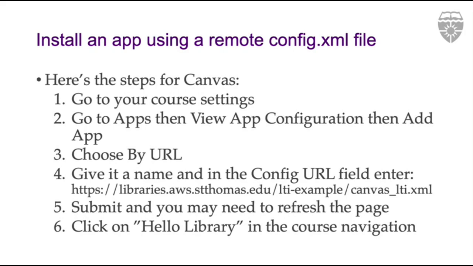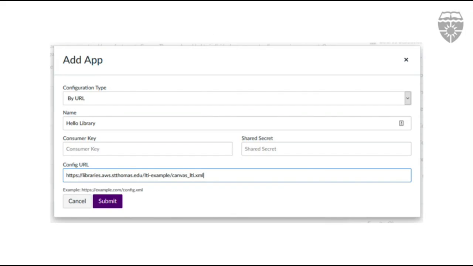So here are the steps for installing in Canvas. You can read this at home. Basically, visually, you go into the Add an App section. You can choose a configuration type by URL. You give it a name. This name really only appears in the list of apps that you have installed. It doesn't appear in the title bar. It doesn't appear in the navigation menu or anything like that. So the public really doesn't see that. Consumer key and shared secret, at this point, you don't even need to worry about.